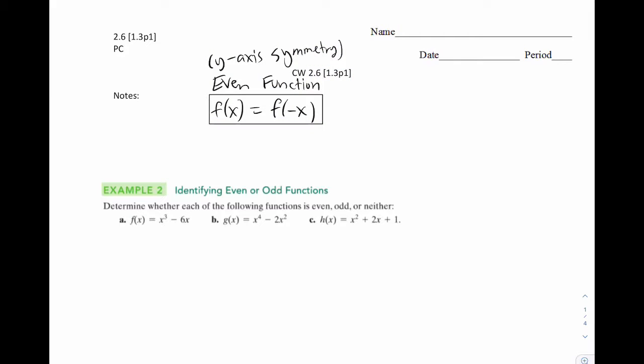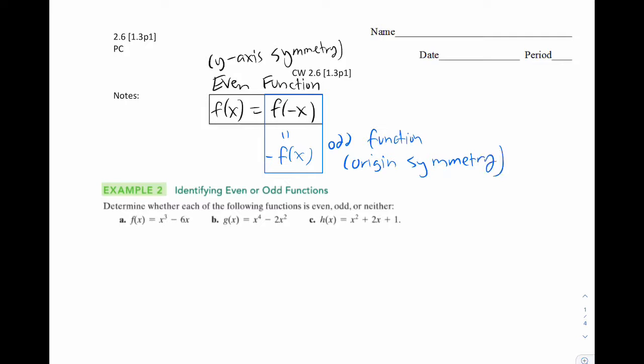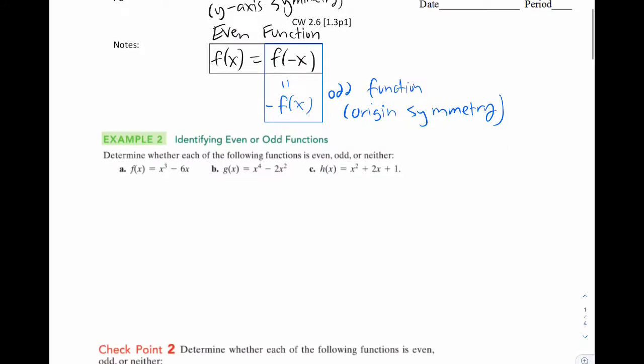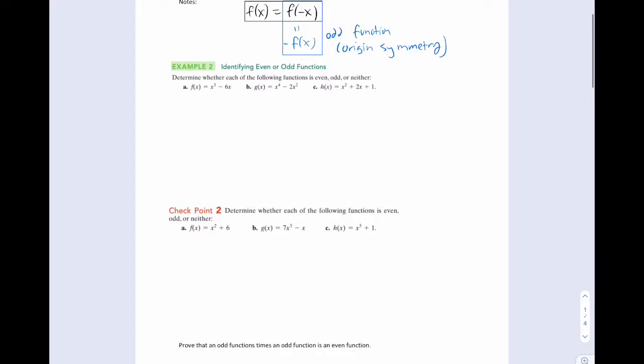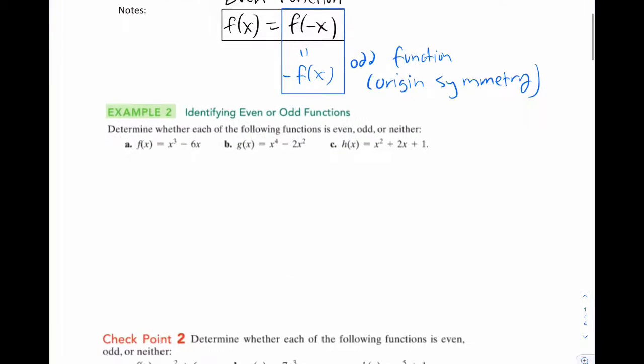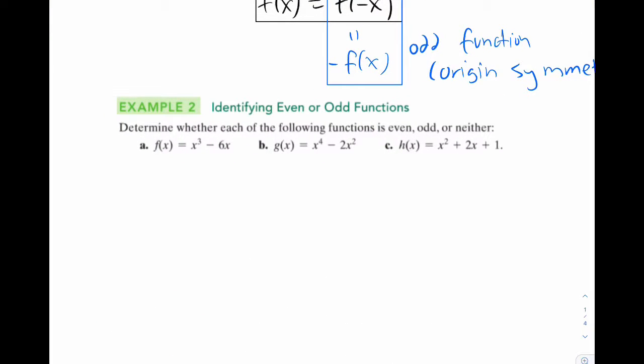Underneath you're going to write equals negative f of x. If these two are equal, that's going to be an odd function, and that's going to be origin symmetry. So I'm going to do 3 examples for you. These bottom 3 you can try on your own if you feel you need to, but let's start with these 3 right here. Determine whether it's even, odd, or neither.